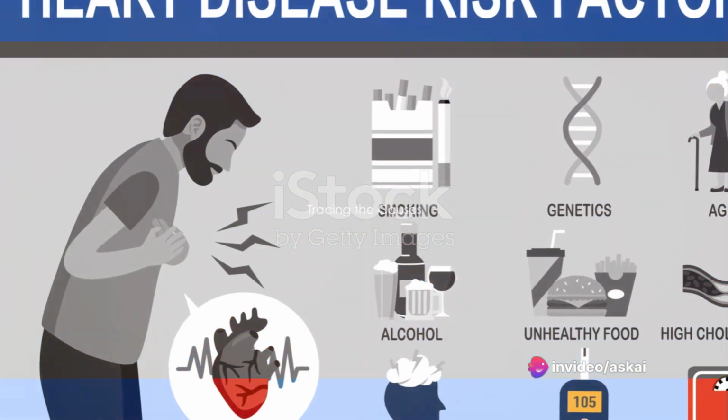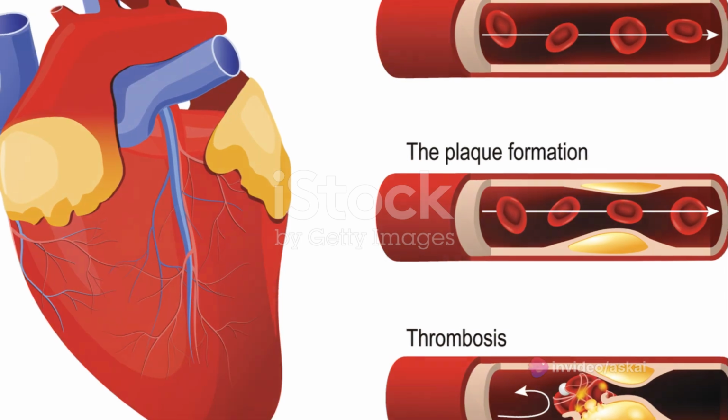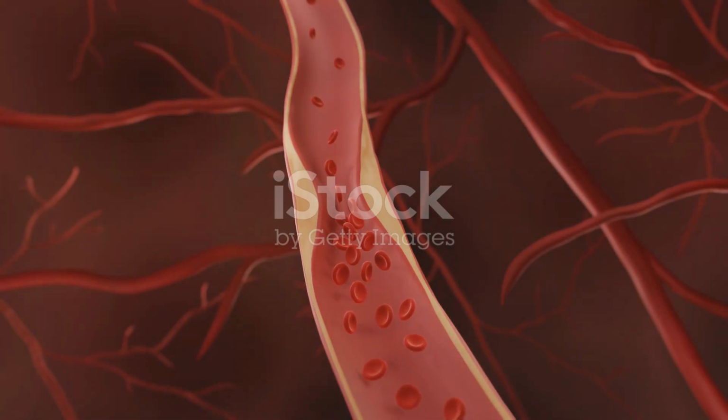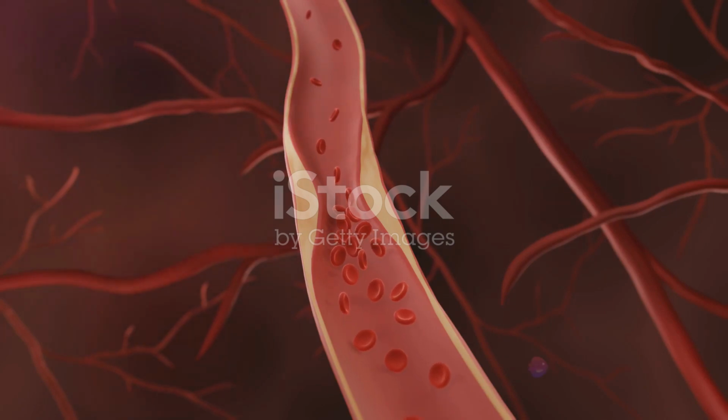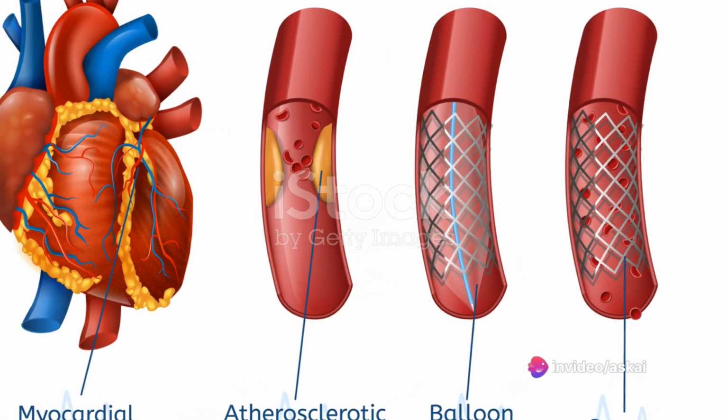So, what causes coronary artery disease? At the heart of it all is a process called atherosclerosis. This is when a buildup of plaque, a substance made up of cholesterol, fat, calcium, and other substances, starts to cling to the inner walls of the coronary arteries. Over time, this buildup narrows the arteries, making it harder for the heart to get the oxygen-rich blood it needs to function properly.